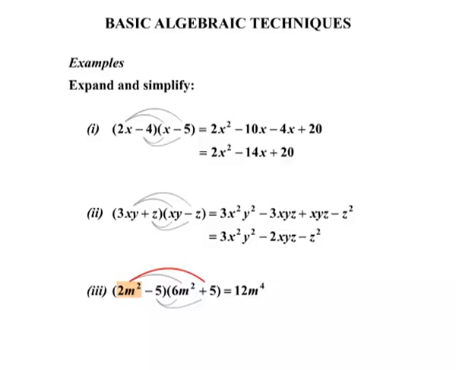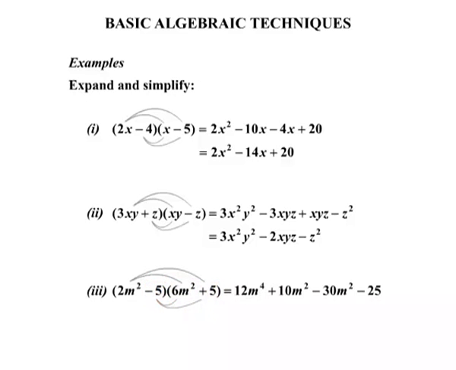Then we have 2m squared times positive 5, so that's plus 10m squared. Then the 2m squared's done, so let's move on to the minus 5. Minus 5 times 6m squared is minus 30m squared. And finally, minus 5 times positive 5 is minus 25.